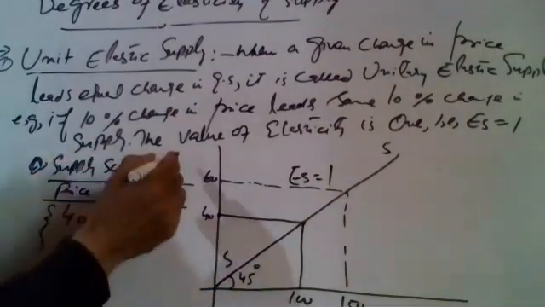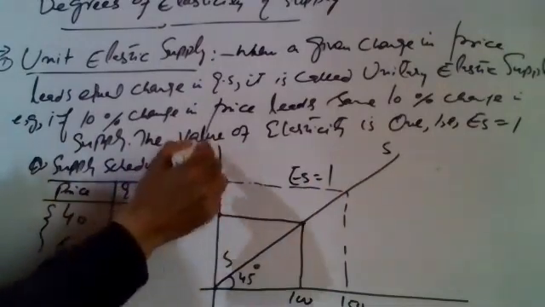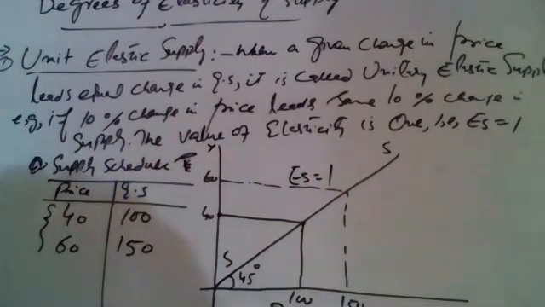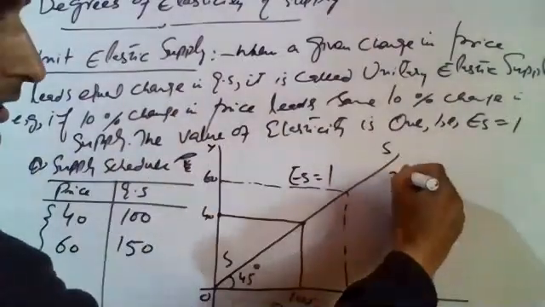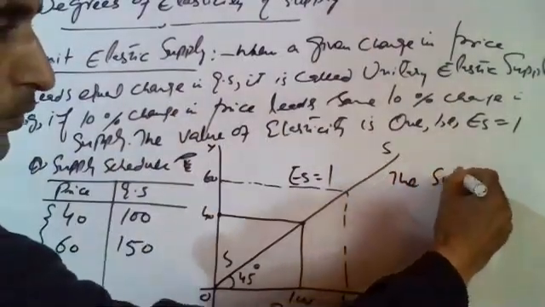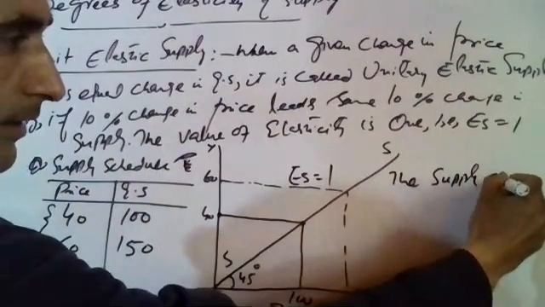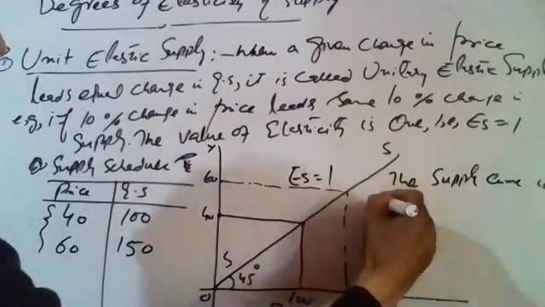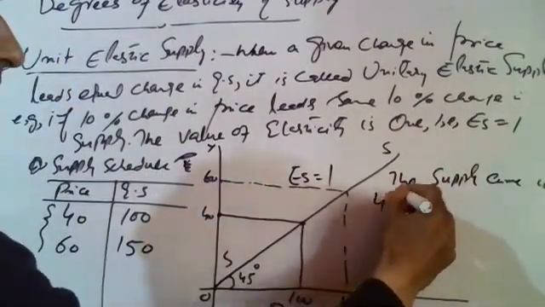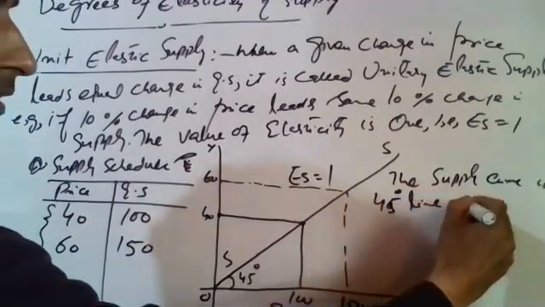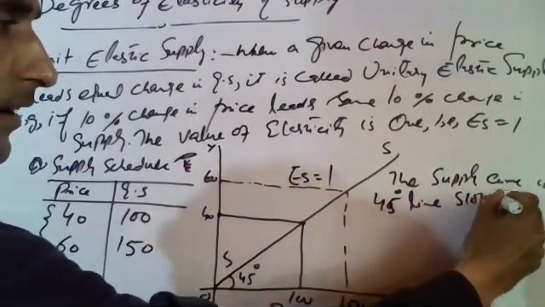Elasticity of supply: OY axis is price, OX axis is quantity supplied. So this is unit elastic supply. So you must remember that the supply curve is a 45 degree line sloping upwards.